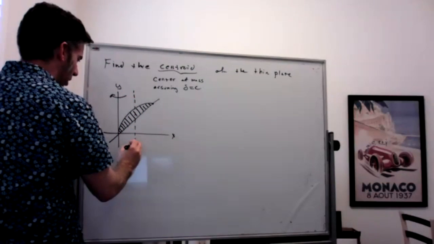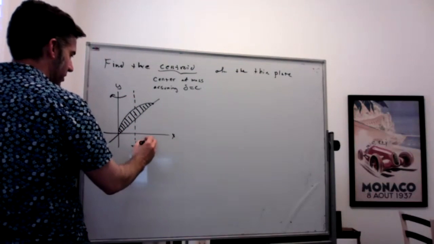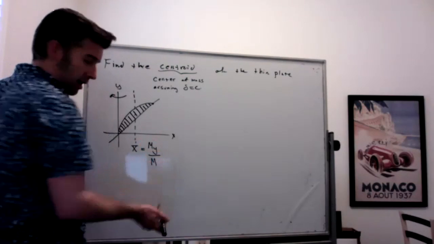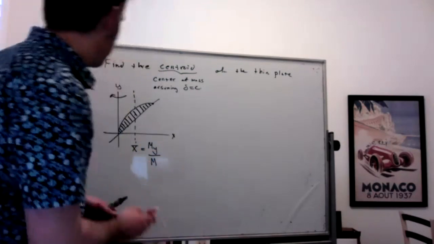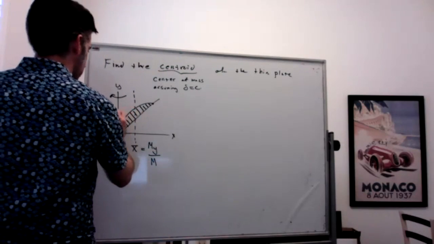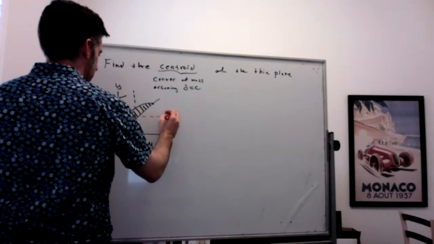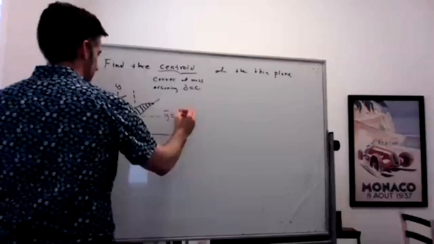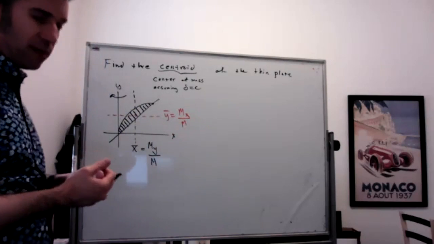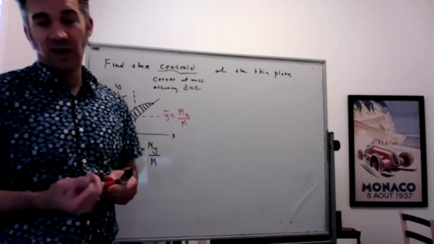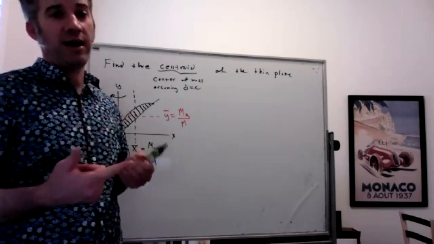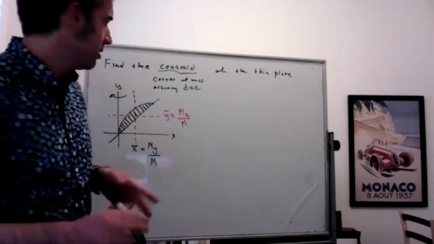Our x bar is going to be the likelihood to swing around the y-axis divided by the total mass, whereas our y bar is going to be the likelihood to swing around the x-axis divided by the total mass. So typically when you're finding the centroid of something, you have to find three things: the moment around the x-axis, the moment around the y-axis, and the total mass. So let's start with the mass.